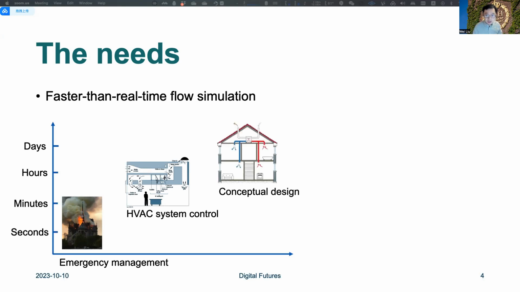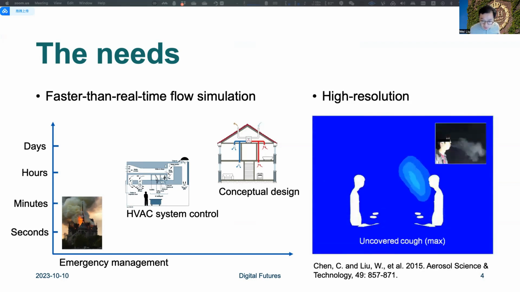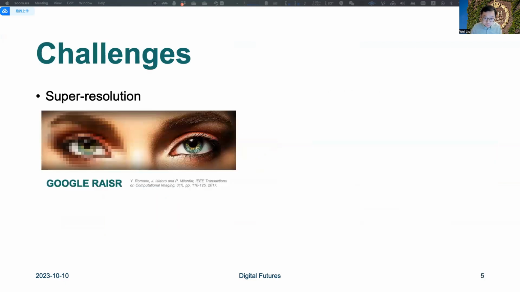And the conceptual design of indoor climate generally involves a number of design scenarios, and the prediction for all the scenarios should be fast due to the limited time and budget. And all the simulations should be high resolution so as to capture the detailed contaminant transport, such as the person-to-person particle transport in this animation.